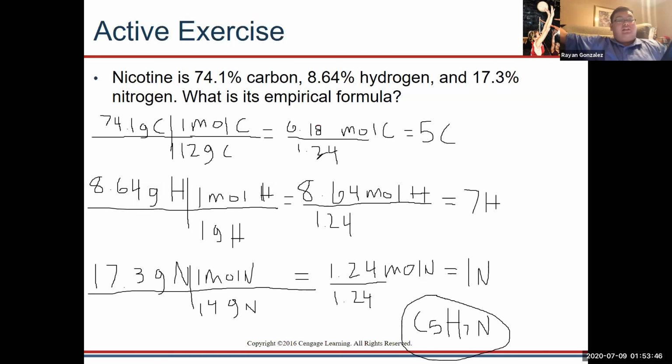So, okay, like the one next, the 8.64 divided by 1.24, you get 6.96. So you just rounded to 7? Yeah. So it's 0.1 off. It's less than 0.1 off, yes.